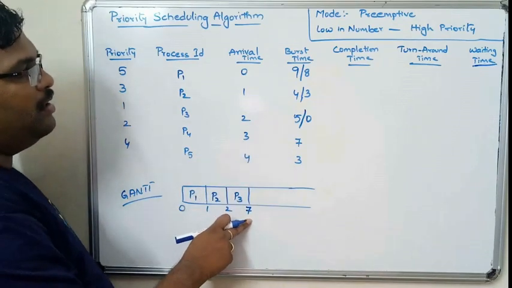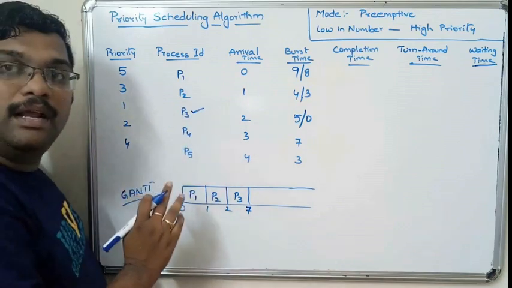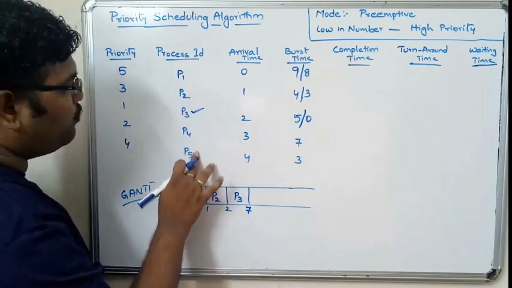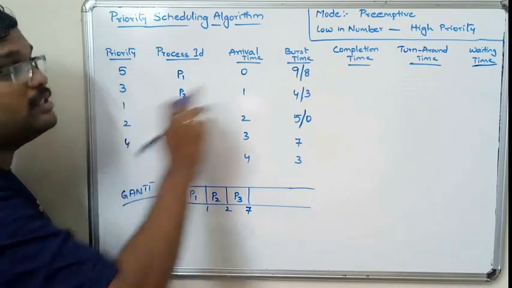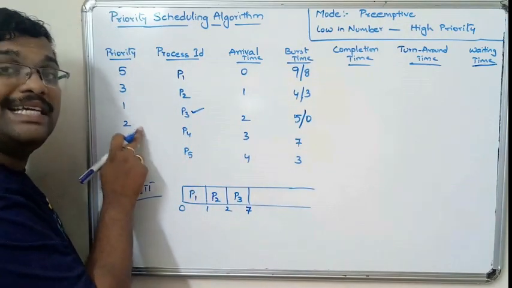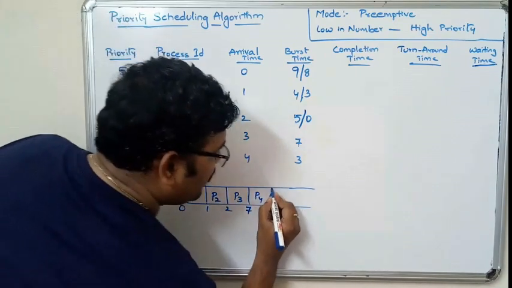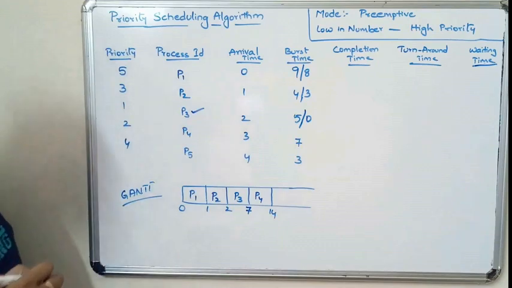Now at time 7, 4 processes are available in the ready queue: P1, P2, P4 and P5. Among these 4, which one has the highest priority? P4 with 2, that is the lowest number, so highest priority. So P4 is allocated to the CPU and it completes its execution at 14.